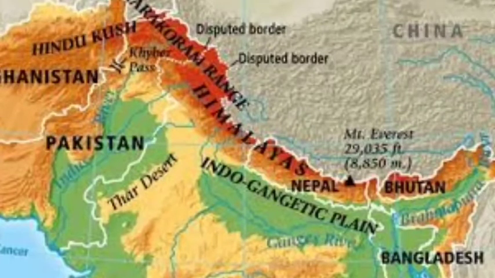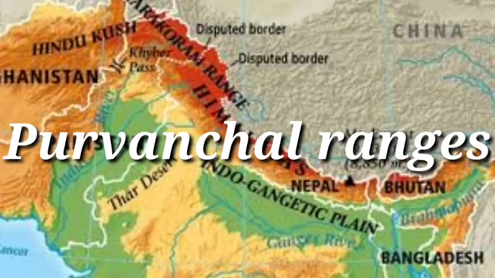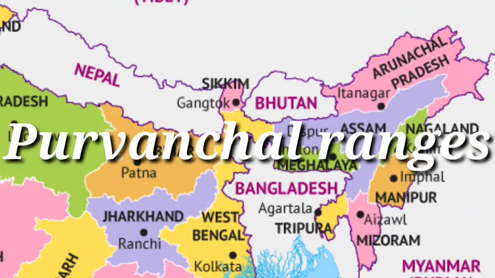Now discuss about Purvanchal mountains. The Purvanchal ranges are mountains mostly composed of sedimentary sandstones. Purvanchal ranges are located in northeast region of India. So northeast region means there are 7 sister states.